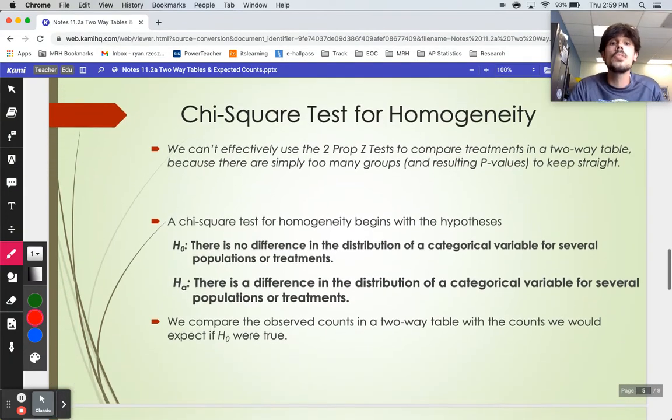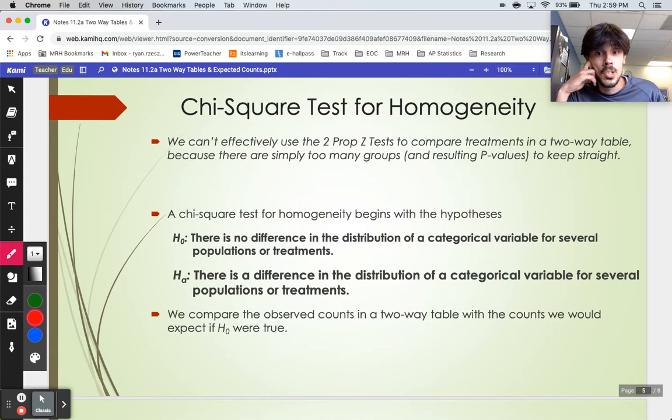It's much better if I have a test that could get me a lot of the same information. So the hypotheses in a chi-square test for homogeneity are as follows right here. For H0, remember, that's always the statement of no difference. There's no difference in the distribution of whatever variable you're measuring. And when it's talking about the distribution of a categorical variable, they're referring to your response variable. So there's no difference in the distribution of your response variable for several populations or treatments.